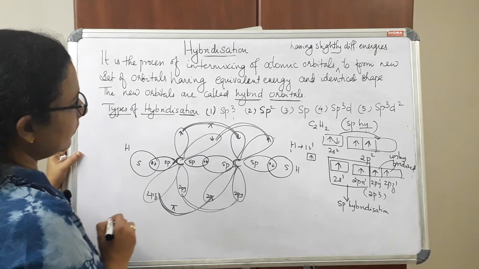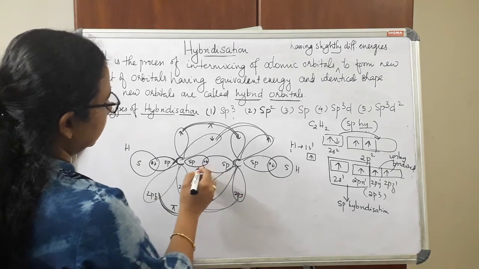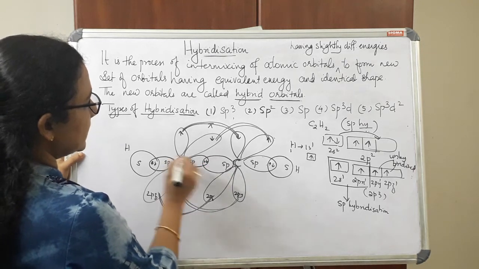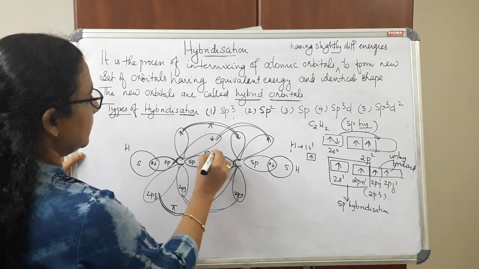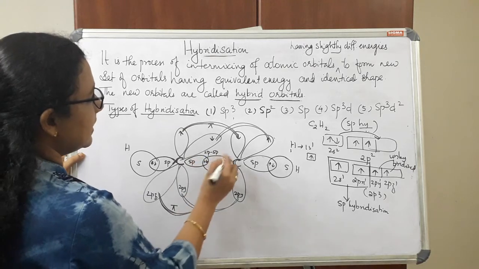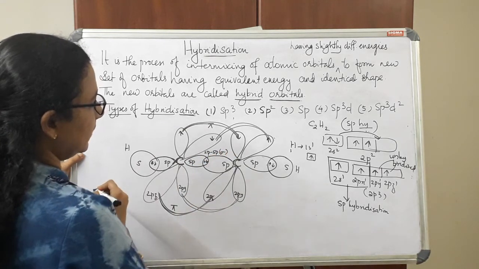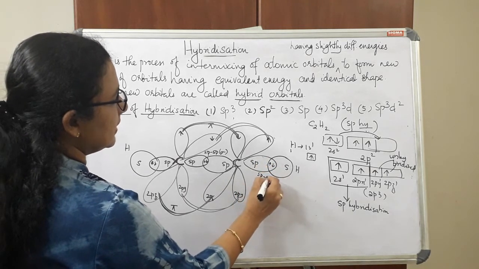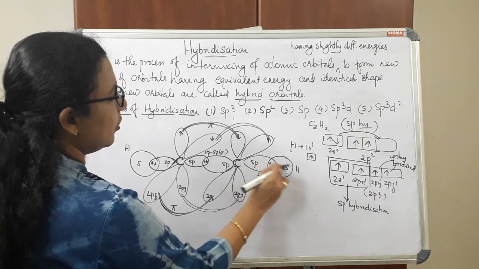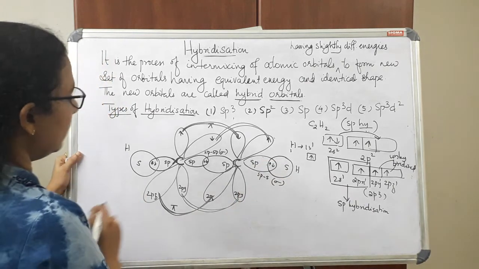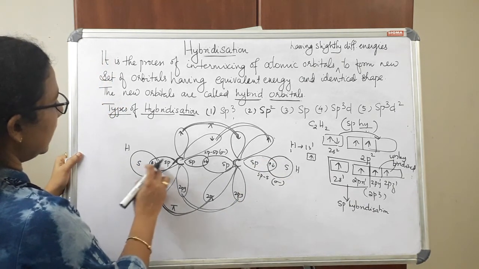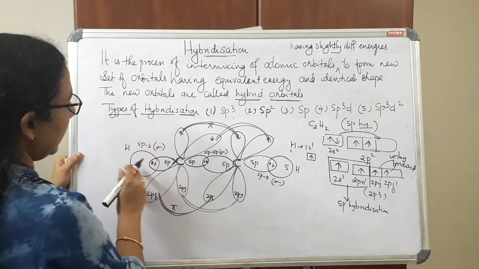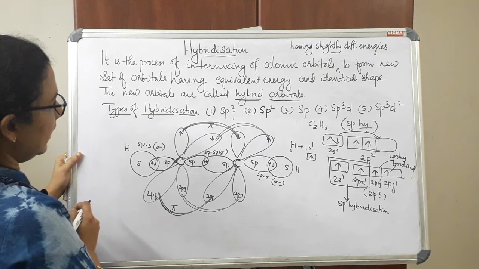So let us see the other types of bond. Here there is an sp-sp overlapping. It is an axial overlapping, so there is a sigma bond. Here sp-s overlapping. Here also an axial overlapping and a sigma bond is formed. Here also another overlapping, that is sp-s. It is also an axial overlapping, so it is called a sigma bond.